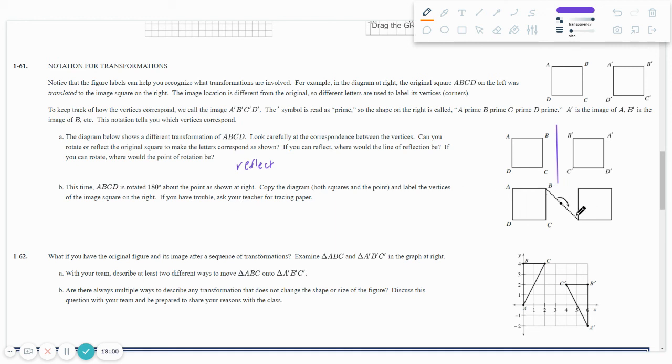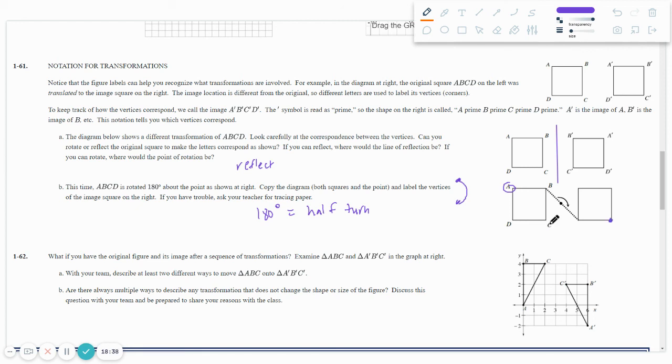I want you to copy this diagram on your paper. Label the vertices of the image square on the right. The image is the new picture. So if we're rotating at 180 degrees, once again, 180 degrees is a half turn. So let's think. If I'm starting with point A and I'm rotating at 180 degrees, if I start on the top here, a half turn is right here, right? So a half turn, in this case, when we think about a square, where's the halfway turn? It's right here where C is. So my new point A is right here.